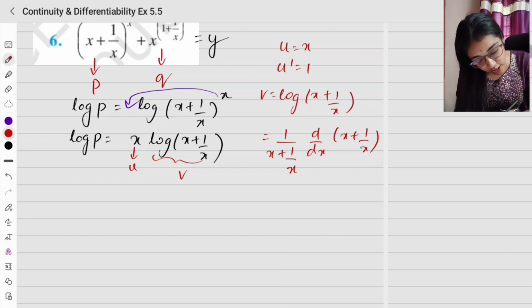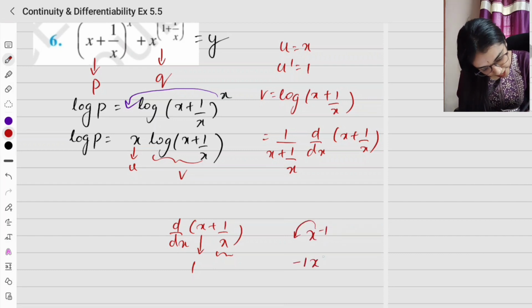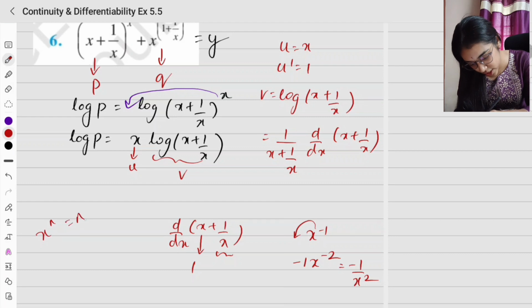Okay, d by dx of x plus 1 by x. d by dx of x is going to be 1. d by dx of 1 by x, it is x to the minus 1. The power comes down, so I have minus 1 x to the minus 2. So this is minus 1 divided by x square. Correct? In the derivative you have x to the power n, which is n x to the n minus 1. The power comes down and the power gets reduced by 1. So this is going to be minus 1 divided by x square.